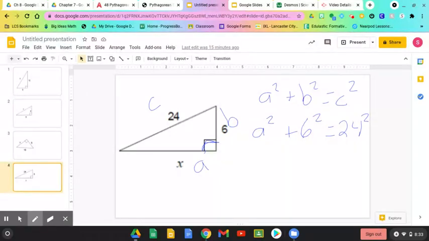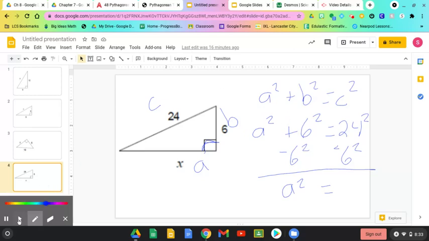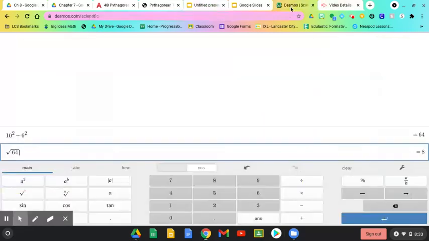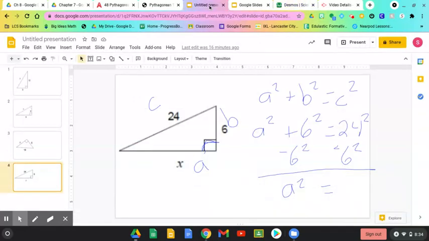So we cancel the plus 6 squared. We're going to subtract 6 squared from each side. So we're left with A squared equals 24 squared minus 6 squared. So we go back to the calculator and do 24 squared minus 6 squared, which gives us 540. So we say A squared equals 540.